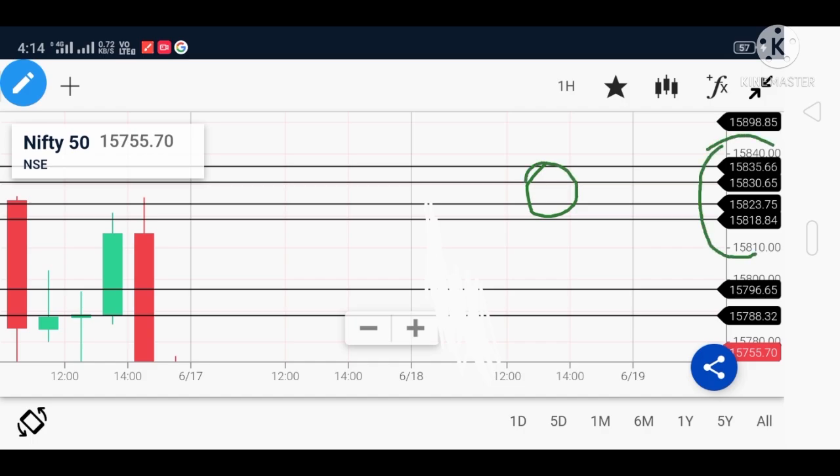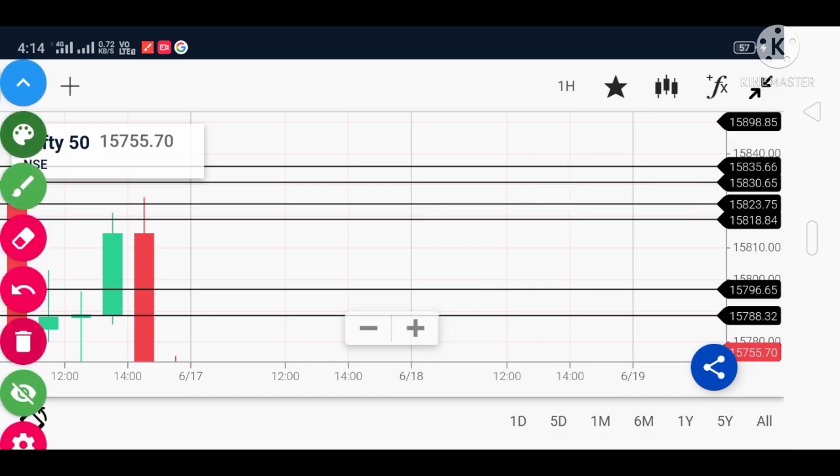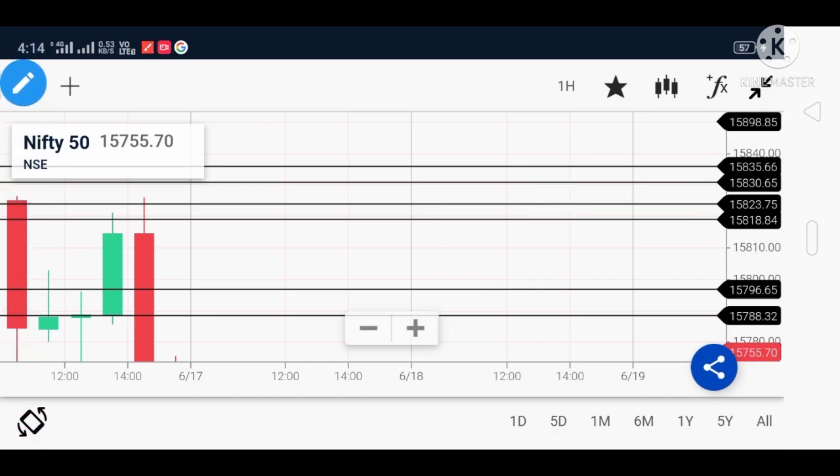So out of these 4 lines, the numbers are 15835, 15830, 15823, 15818. Okay, now out of these 4 lines, we will find the difference. Which line has the least difference? We will take 50. Let's subtract. See, we have a 5 difference in the upper one, and in the lower one we have a difference of 7, right? So we don't need the middle one, right, because it is larger.